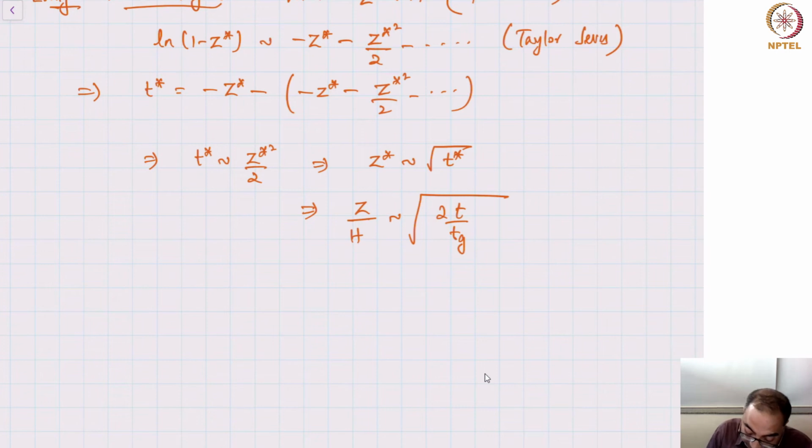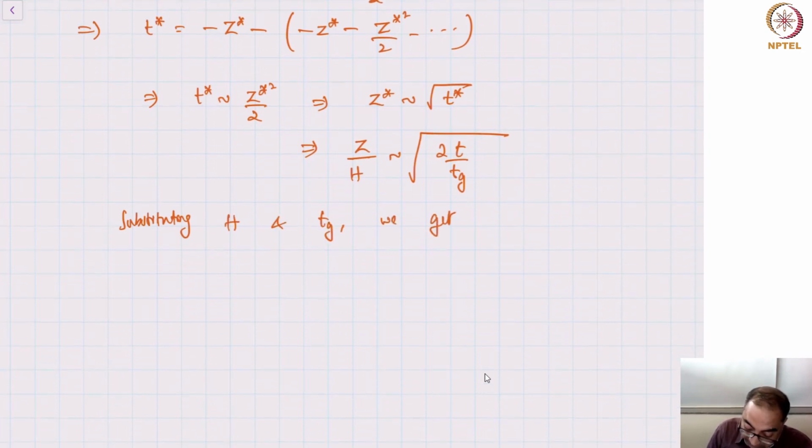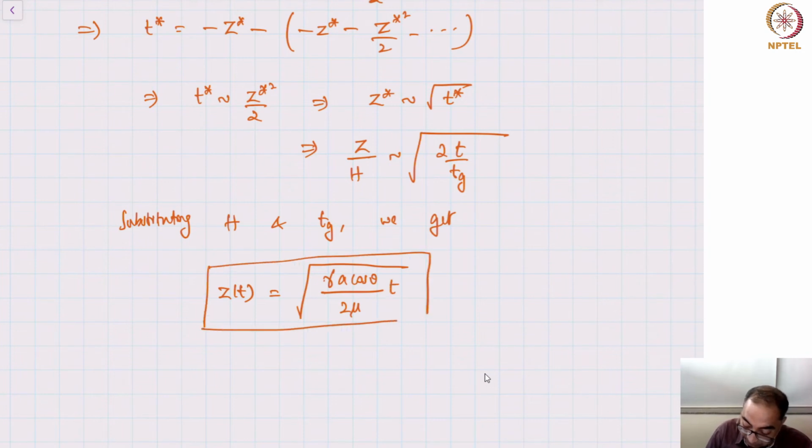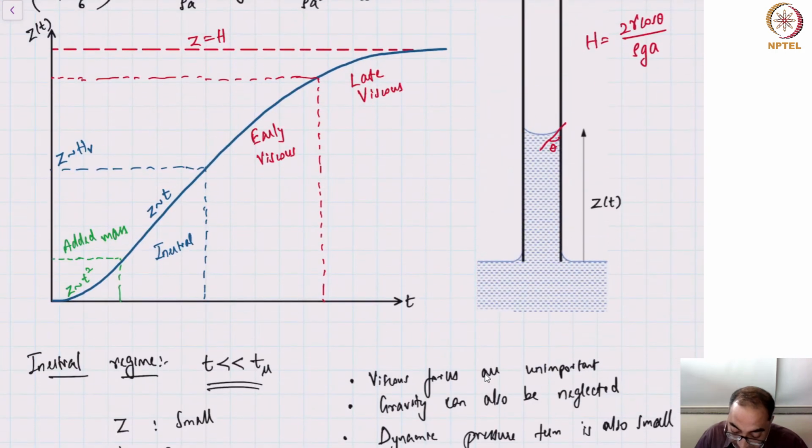Okay, again you can substitute the expressions for h and tg. We get a relation z of t goes like gamma a cos theta by 2 mu with a t inside the square root. This is a well-known result. It's called the Washburn's law.